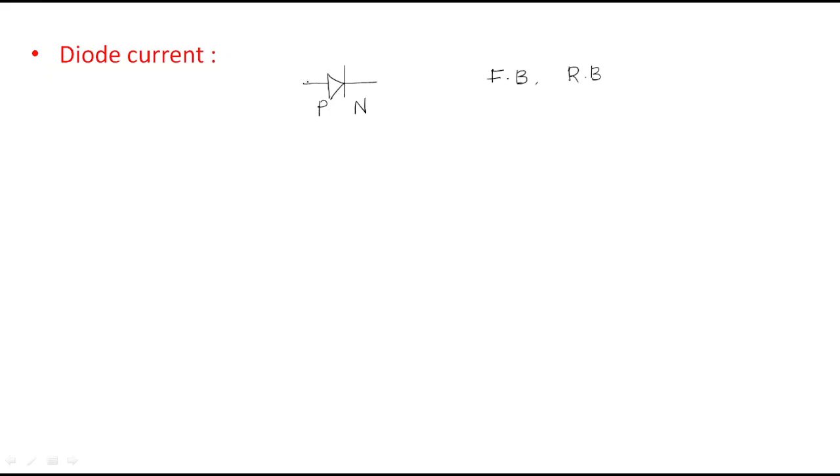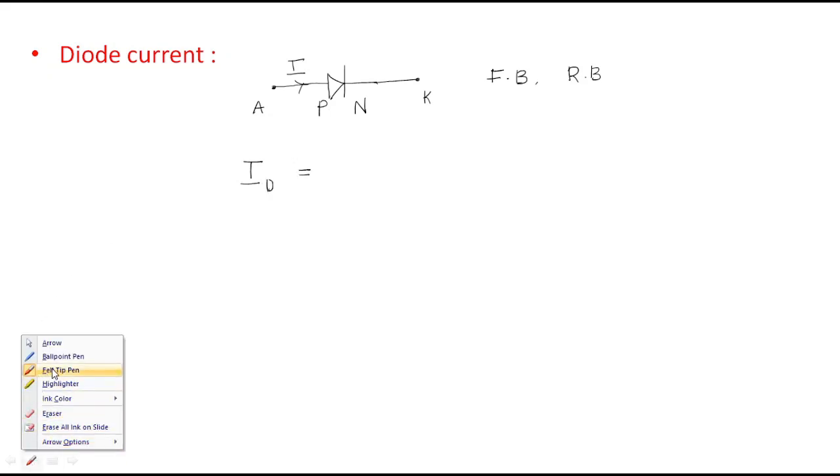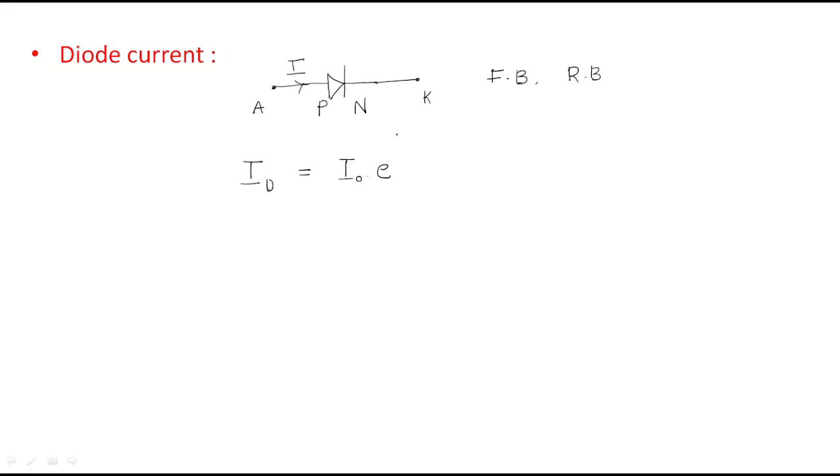In this topic, we will discuss the current flow through the diode. This is called the diode anode terminal, and this negative side is the cathode terminal. Diode current always flows from anode to cathode. We write the diode current as ID. That current ID equals I naught into e power V by N VT, minus 1. This is the formula for the current flowing through any diode.